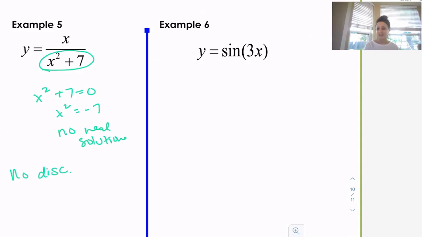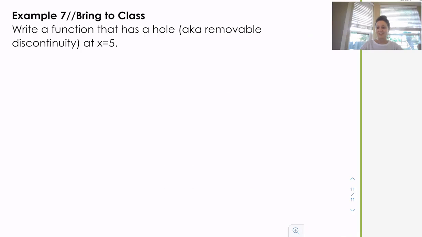What about sine? Can you draw that in the arrow for me? Remember, sine is just a wave, right? Any discontinuities? Not for sine or cosine. The 3 just is a horizontal compression. So again, no discontinuities for sine or cosine. Those are nice continuous waves. All right, here's our last example.